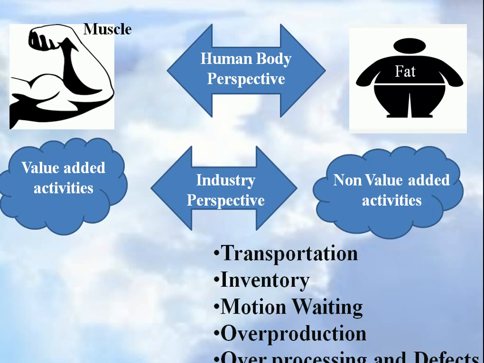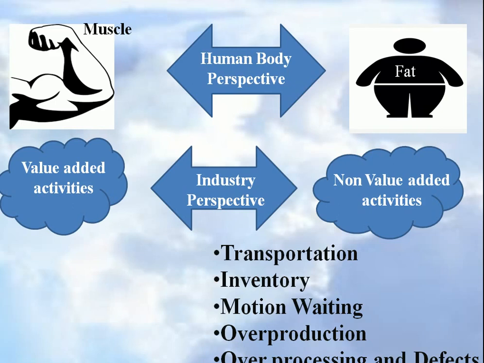Second is inventory, storing the finished goods in an industry or in a particular place. The amount spent on rent, on maintenance, on man and machine is a waste. Third is motion waiting. If the processing at a particular workstation is over processed, the succeeding workstation will be stocked out. This is motion waiting. Also the money spent on workers who are not doing any work, waiting for the product to be sent to their workstation, is a waste.